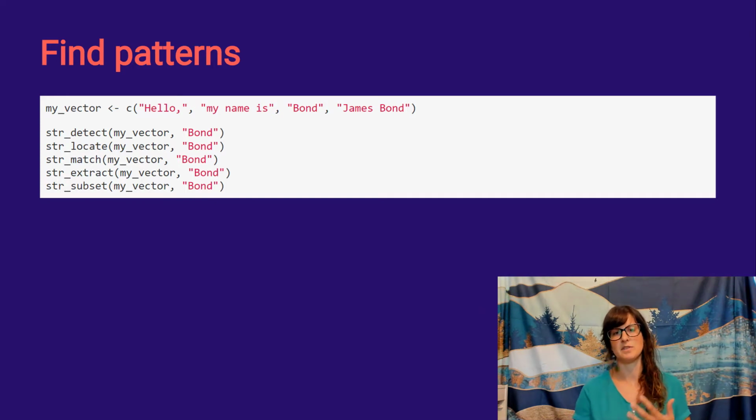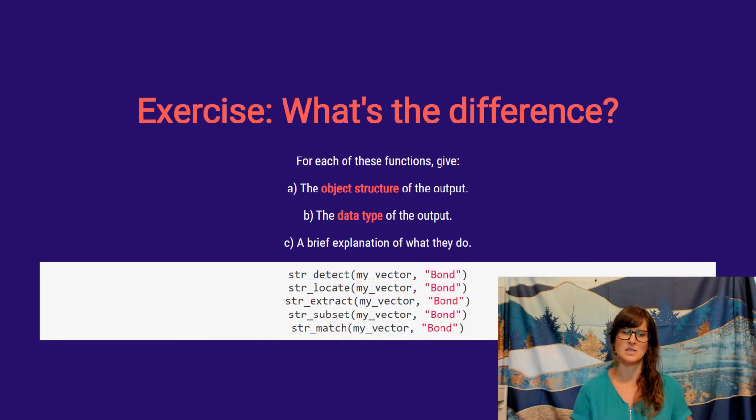There's five functions that I find myself using most commonly with this pattern matching sort of task. They involve detect, locate, match, extract, and subset. Those are five kind of similar words. It can be a little hard to predict the nuance of the difference between these five functions. So for each of these five functions I just listed, and I put them there again for you to see, tell me what is the object structure of the output? What is the data type of the output? You'll notice I'm not asking you about the input, because for each of these, I've given you the input. It's a character vector. But what type and structure does the output have? And then give me just a little English words explanation. What do they do? When might you use them? So take a second and try that out now with my example.